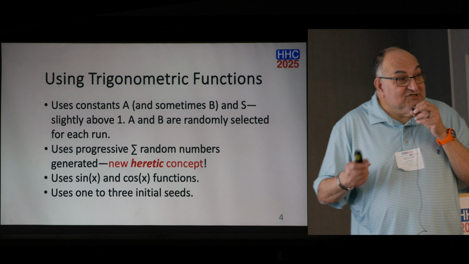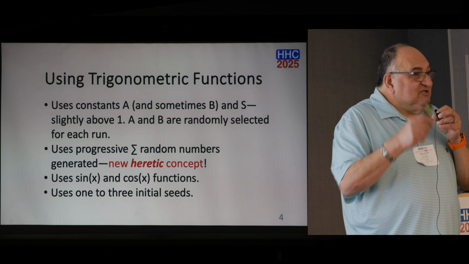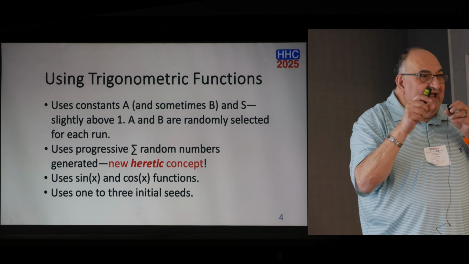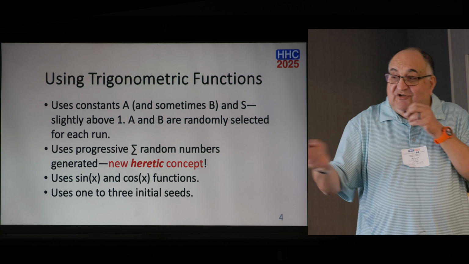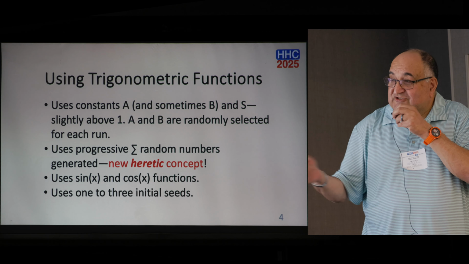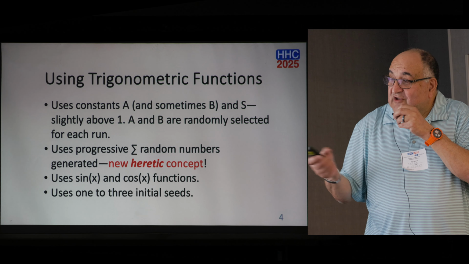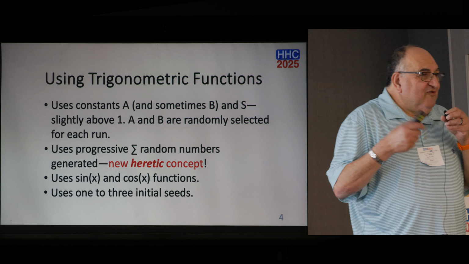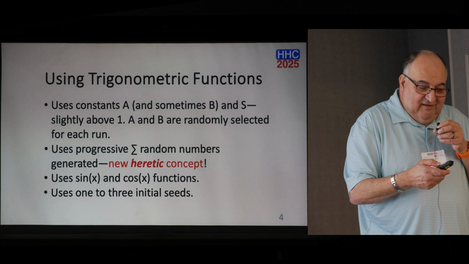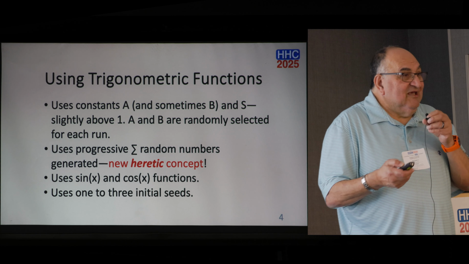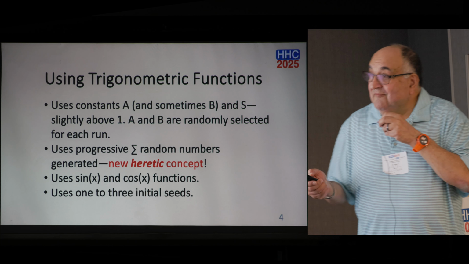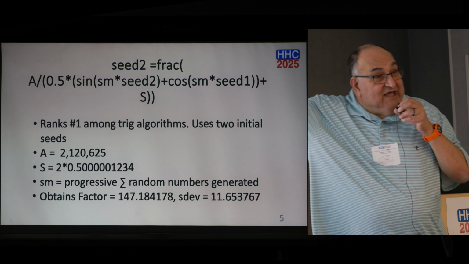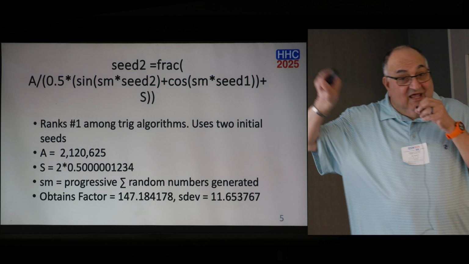And I use sine and cosine because they cycle. Tangent, you're asking for trouble because it can go up. I need to control the range of the function, and sine cosine are ideal. And I use 1 to 3 initial seeds. The 1 and 2 seeds did okay. The 3 seeds was too much chaos for its own good. And here I'm presenting the top 5 ranked in the sine category.